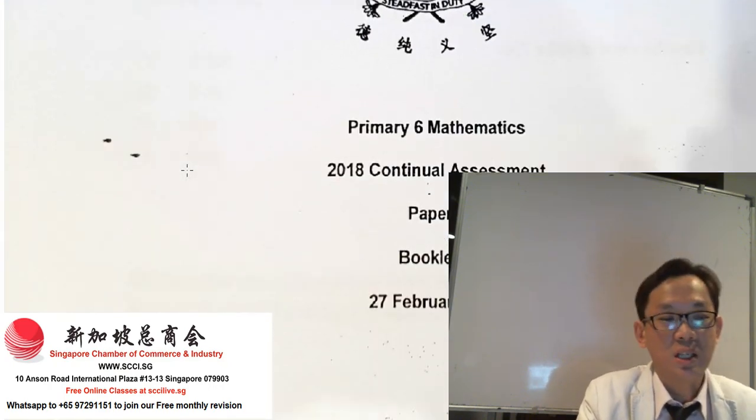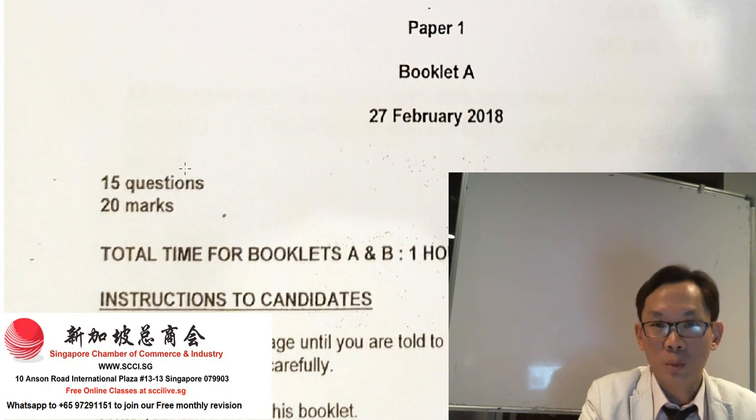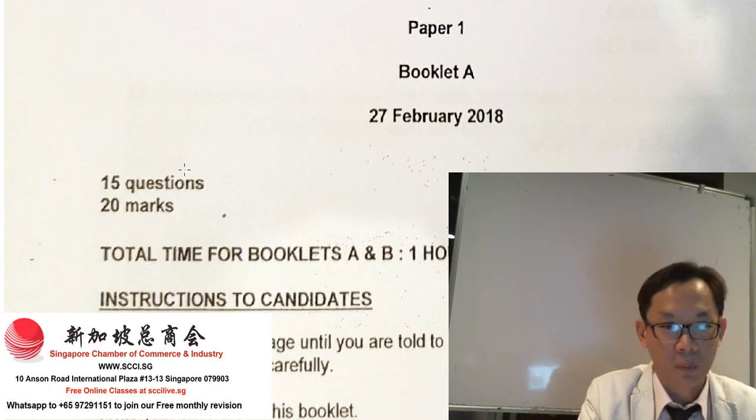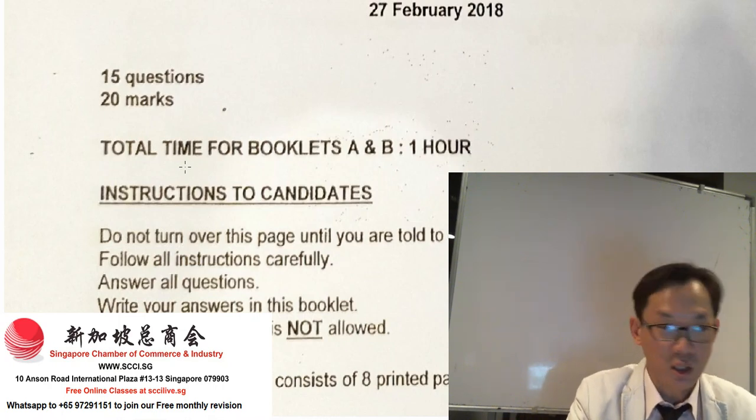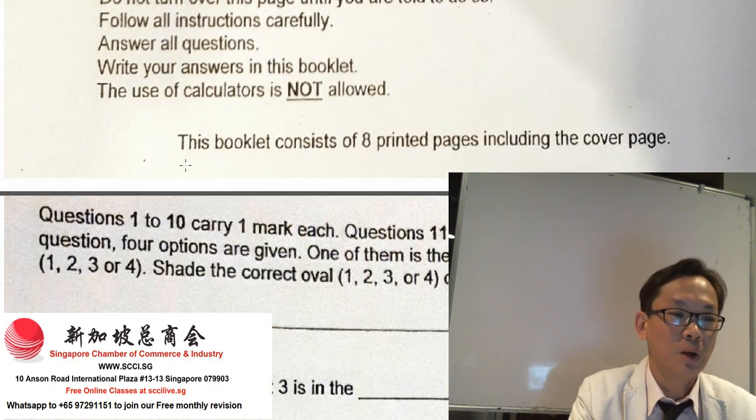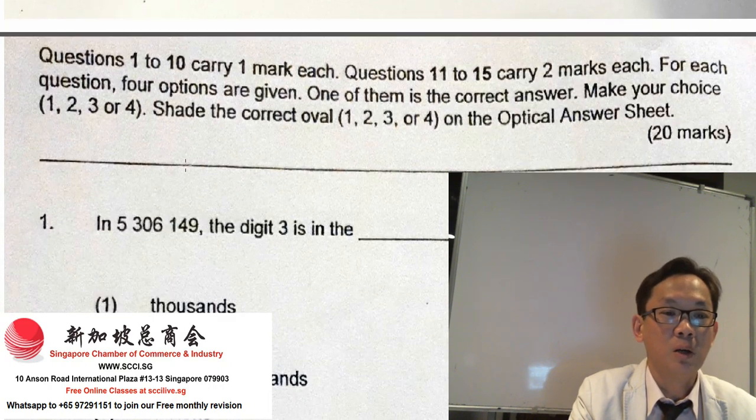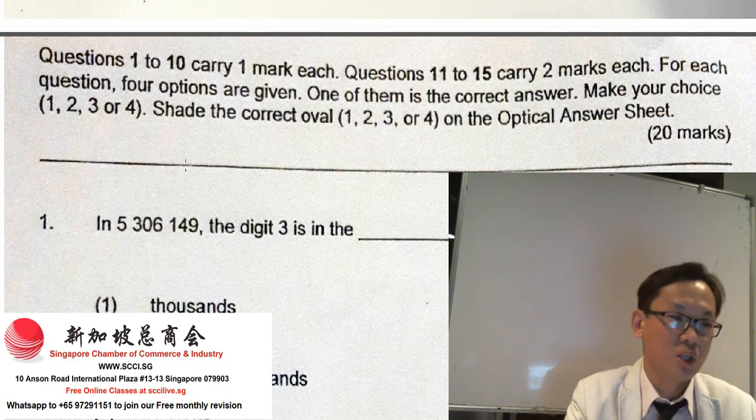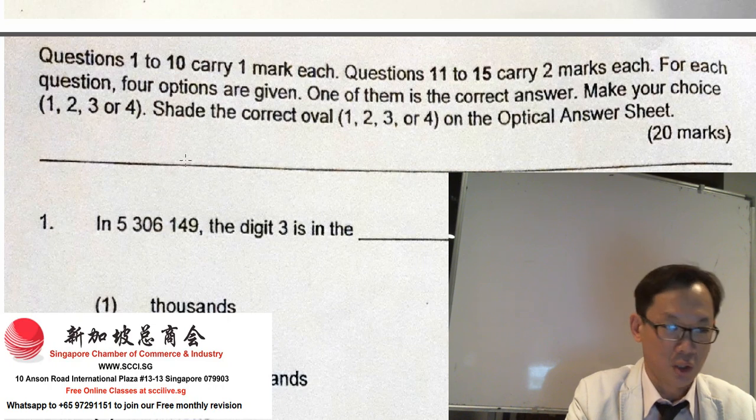As you can see, this is the 2018 CA paper 1 from CHIJ. There are two booklets, booklet A and booklet B. Booklet A consists of 15 questions and 20 marks. This is the instruction, as you can see. There will be 8 printed pages, and we'll now cover all the questions with you. The first 10 questions carry 1 mark each. Questions 11 to 15 carry 2 marks each.